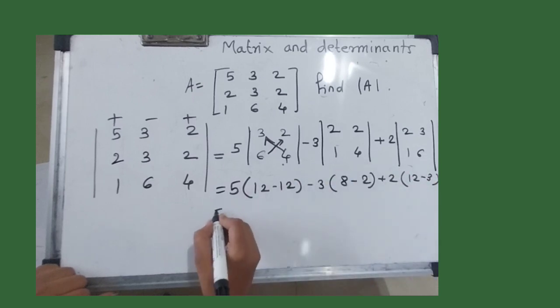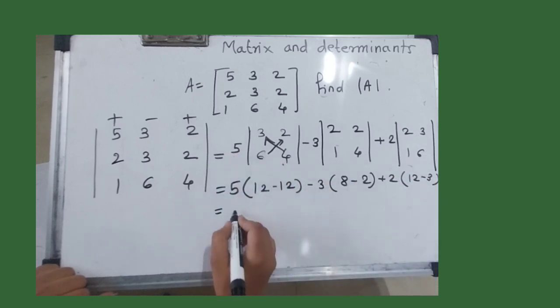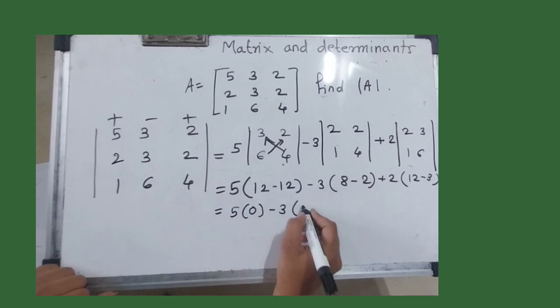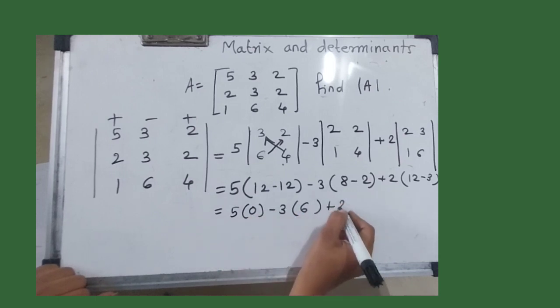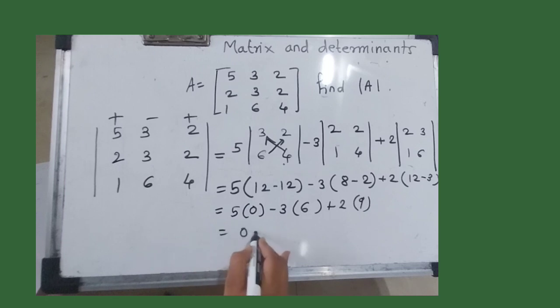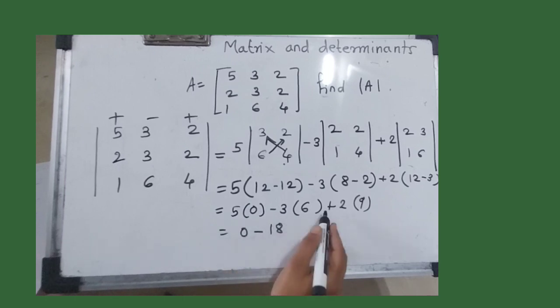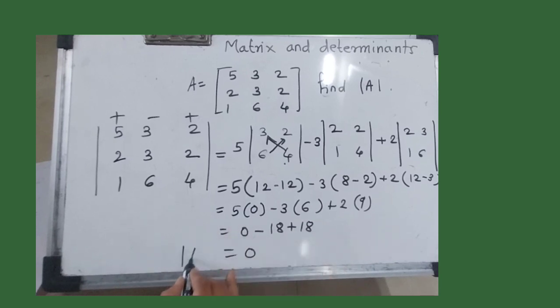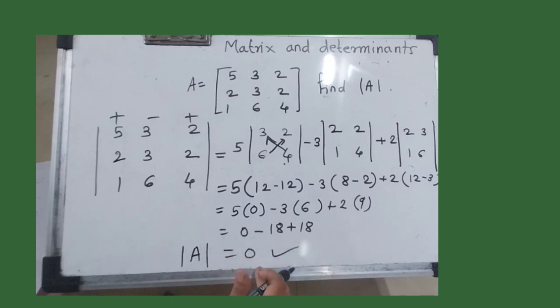Clear? Here 0. 5 into 0. Minus 3 into 8 minus 2 is 6. Plus 2 into 12 minus 3 is 9. Okay. 5 into 0 is 0. Minus 18. Plus 18. So minus 18 plus 18, 0. So value of this determinant is 0. 0 means this is the singular matrix.